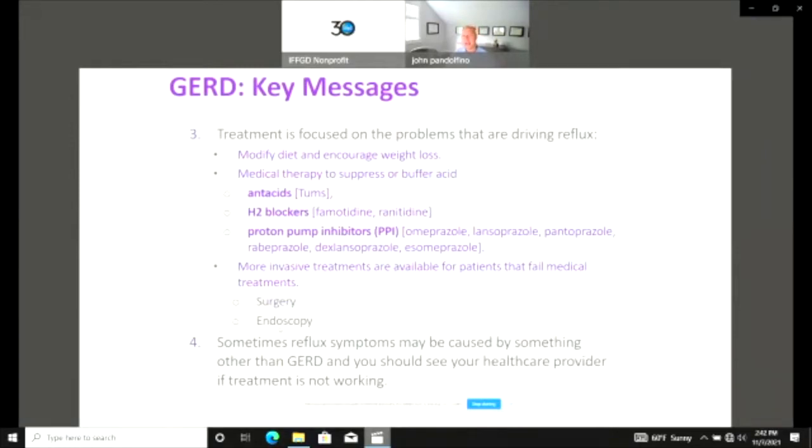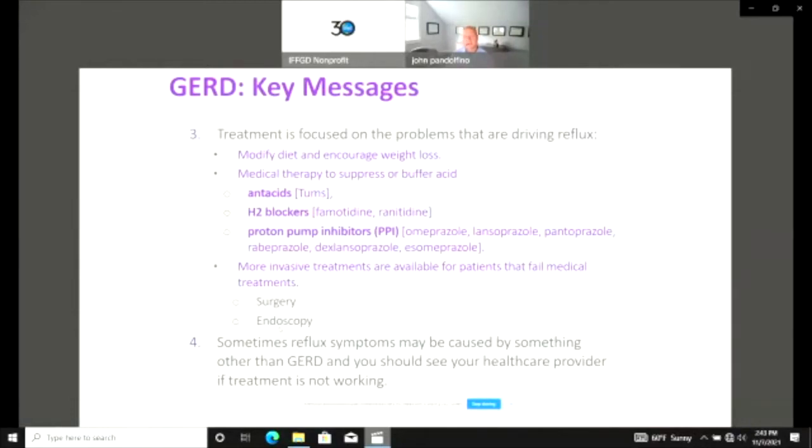So we'll modify diet and encourage weight loss. We'll look at medical therapy to suppress or buffer acid. Antacids and H2 blockers, which are famotidine and ranitidine, are very effective on-demand therapies. So usually for people with mild disease, pretty erratic symptoms, maybe less than once or twice a week, those patients can get away with on-demand therapy. But if you're having symptoms every day or more than 3 times a week, it's probably reasonable to take something like a proton pump inhibitor, which is a medicine that actually can suppress acid for the entire day. And you take it once a day and it's very effective.